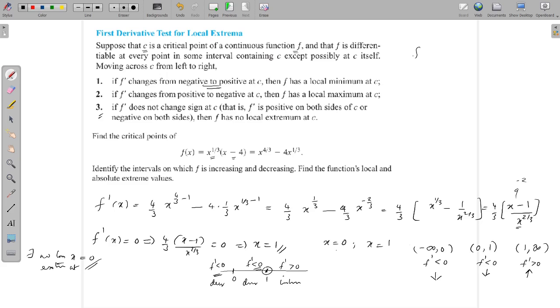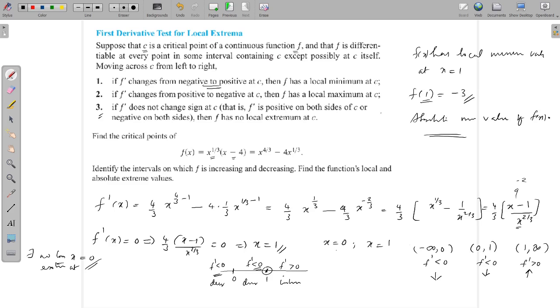So f of x has local minimum value at x equal to 1, because at the point 1 we have left hand side the negative derivative and right hand side we have positive derivative. So this shows that the local minimum value is f of 1. The local minimum value is -3, but it has only one local minimum, so therefore it is also the absolute minimum value of f of x. Okay, that is -3. That is at x equal to 1.